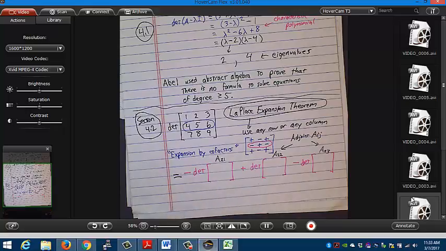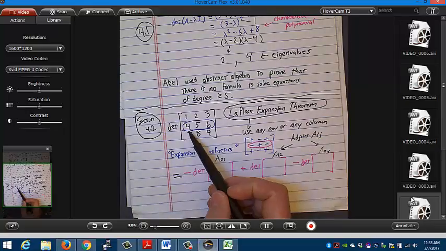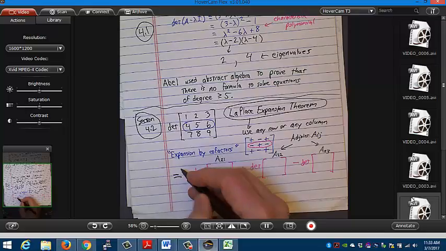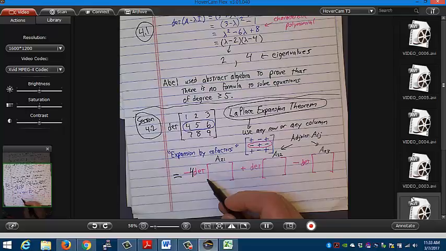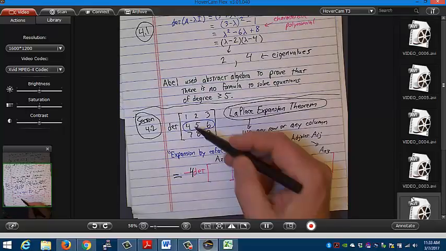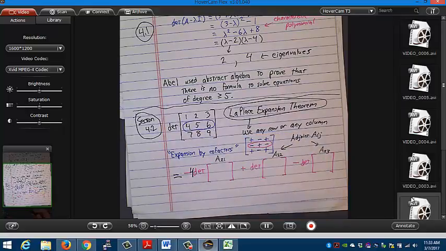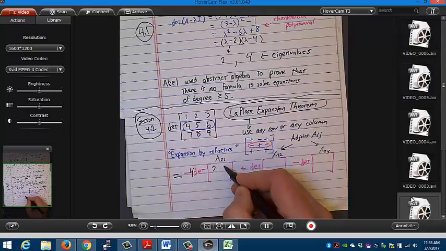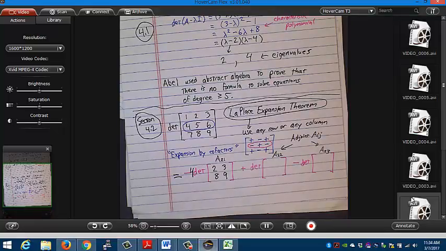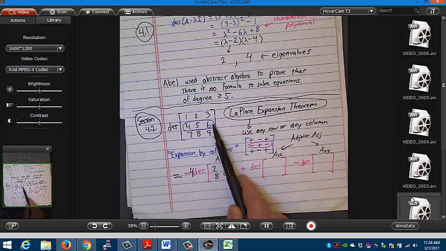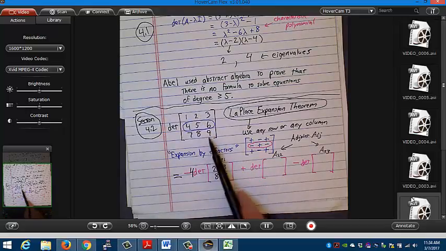Oh, see how that's a 4, guys? I should have minus 4 times the determinant of the matrix I would get if I deleted that column and that row. And that would be 2, 3, 8, 9. Do you see that or no? If I deleted the column that 4 is in and the row that 4 is in, I would be left with 2, 3, 8, and 9.